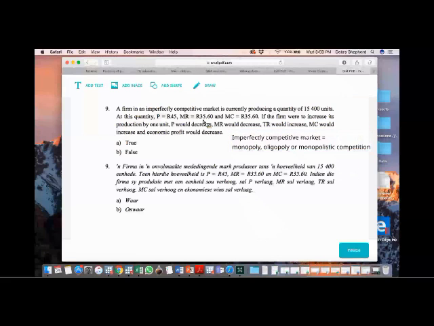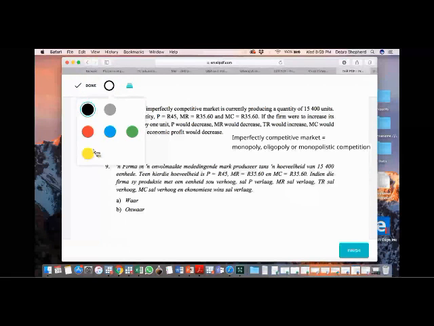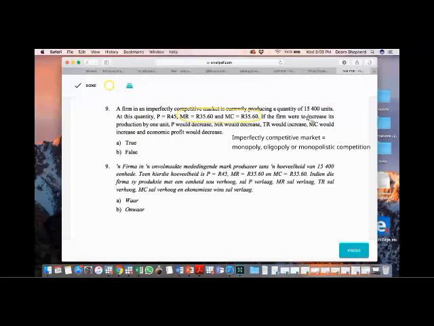Okay, so a firm in an imperfectly competitive market is currently producing a quantity of 15,400 units. At this quantity, price equals 45 Rand, MR equals 35 Rand 60, MC equals 35 Rand 60. So what we can see from this information is that marginal revenue equals marginal cost. So that this firm is maximizing profits. If the firm were to increase its production by 1 unit, price would decrease, marginal revenue would decrease, total revenue would increase, marginal cost would increase, and economic profit would decrease.